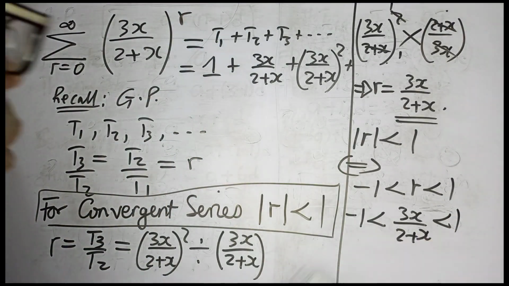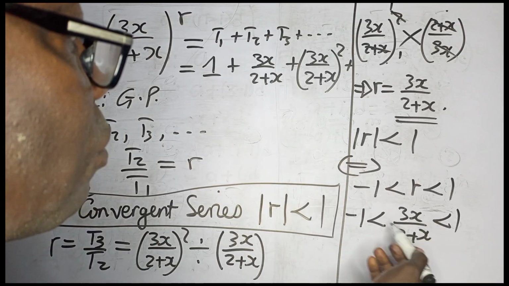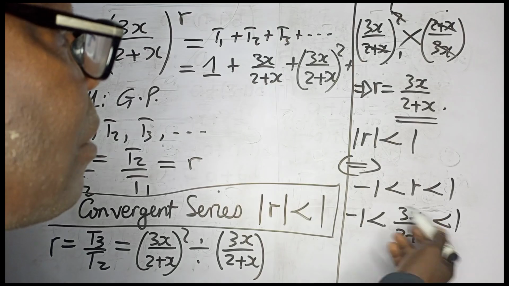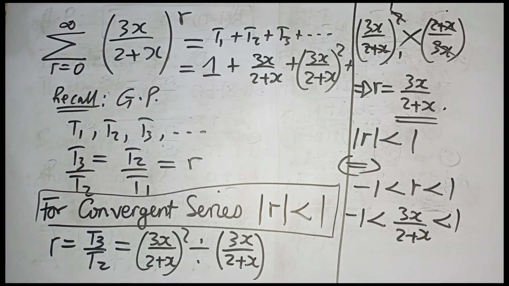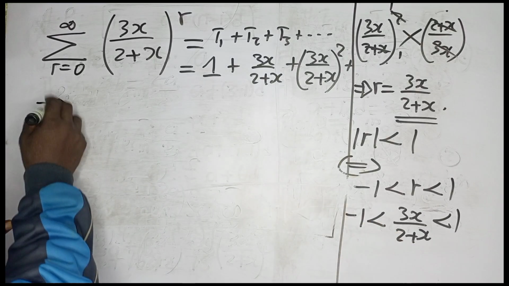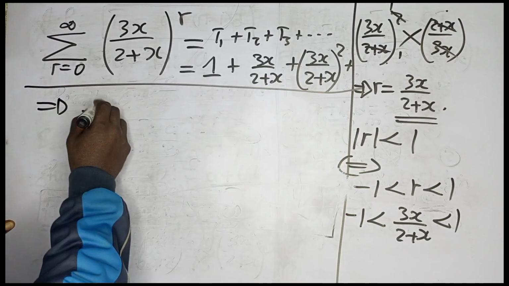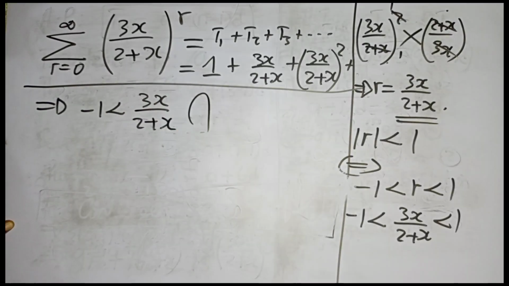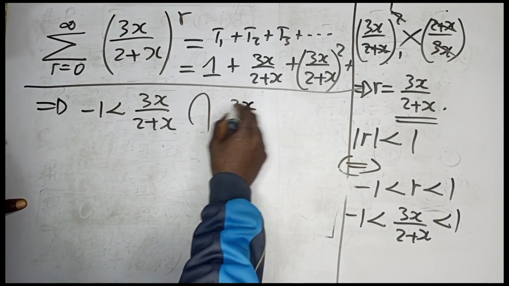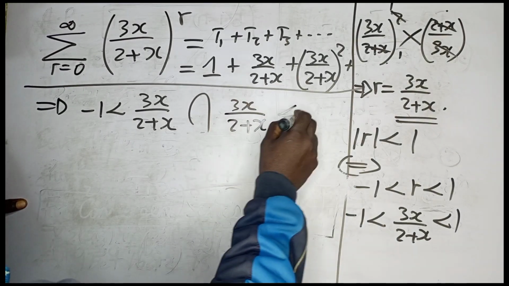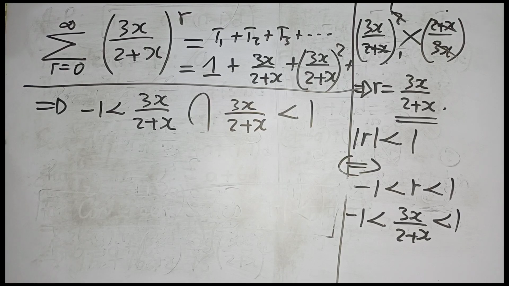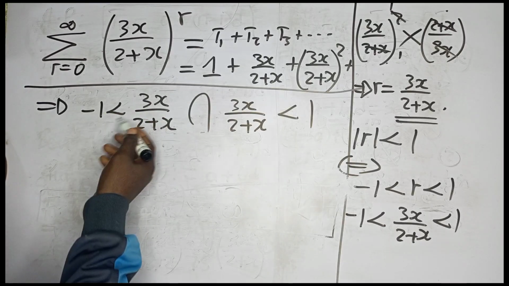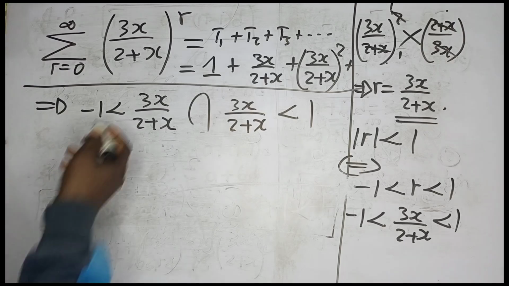How do we solve such an inequality? Well, we split it into two at the level of the middle member. The middle member goes with the left hand member, and the same middle member goes with the right hand member, and then we intersect our solution sets. So we have -1 less than 3x over 2 plus x, intersection, 3x over 2 plus x less than 1. Now let's solve this. Let's take this one later on. We'll look at this first.